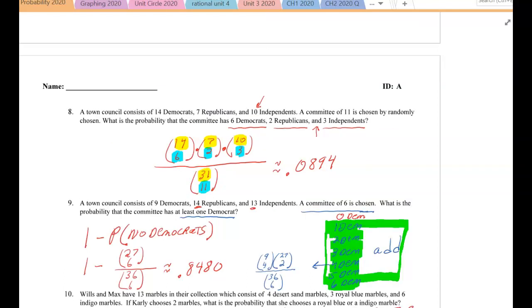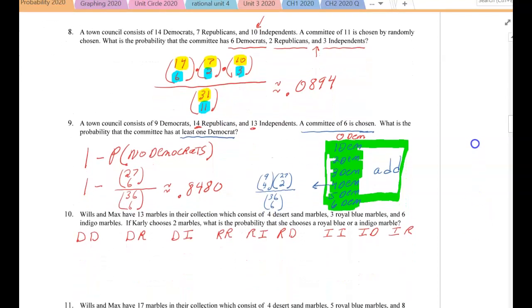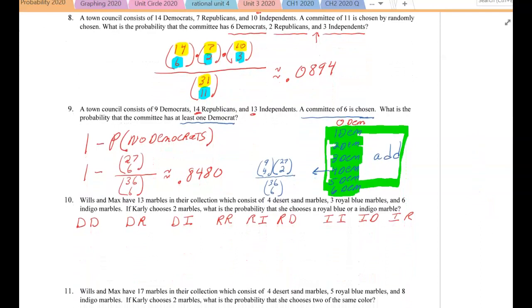So if you think about all the different possibilities for problem number 10, since there are 3 colors, she has 3 choices and 3 choices, so 3 times 3 is 9. And I listed them out for us here. So these are all the different possibilities if she's choosing 2 marbles.